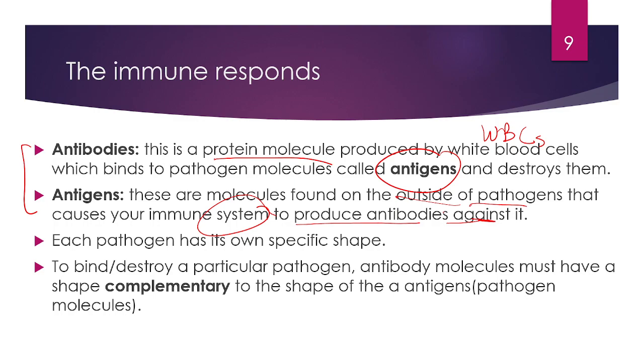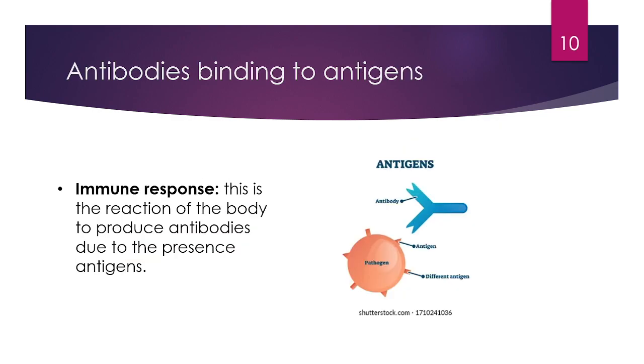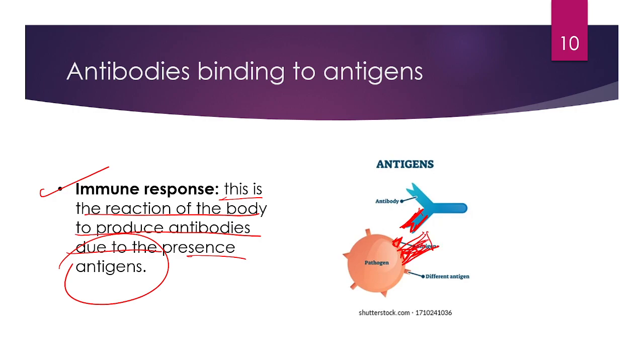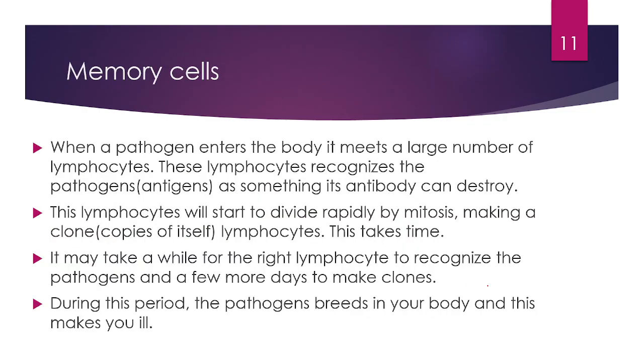Another thing you must know is that for an antibody to destroy an antigen, it must have a complementary shape, as mentioned over here. Now, the immune response is the reaction of the body to produce antibodies due to the presence of antigens. So now this is what I was talking about, the complementary shape. This is the shape of the antibody and this is the shape of the antigen. When it fits in like this, they have a complementary shape and that allows it to destroy the pathogen.